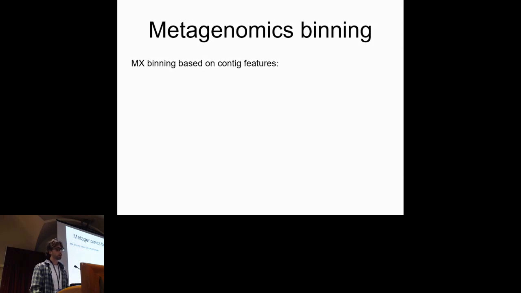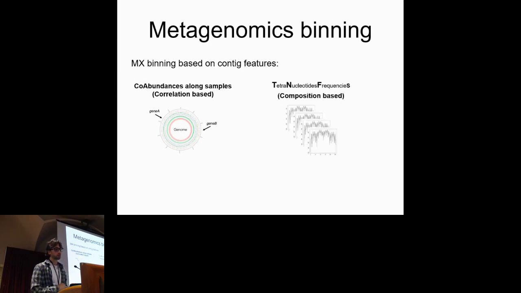There are two main established contig features. One is the coabundance along samples. We look at the profile of abundances of contigs along the samples, so it's a correlation-based feature. And then we have the tetranucleotide frequencies, where it has been shown that these K-mers of length 4 are shared along the taxonomic tree, so we can use this kind of feature for binning. Therefore, it's a composition-based measure.